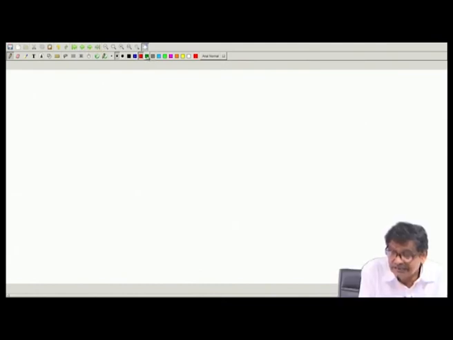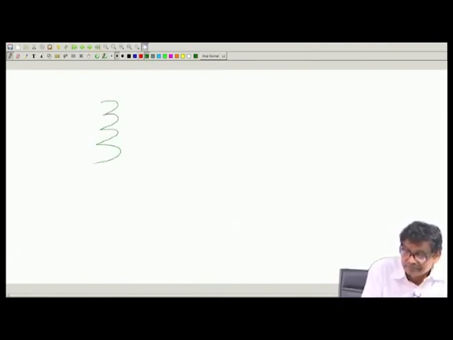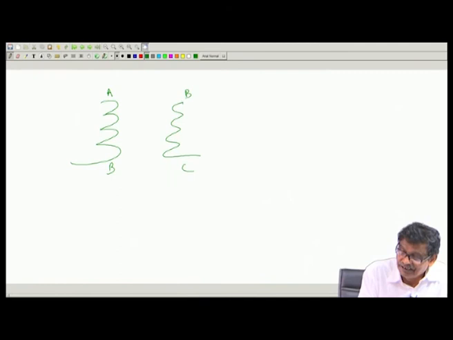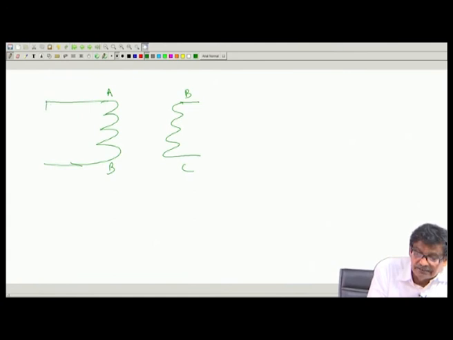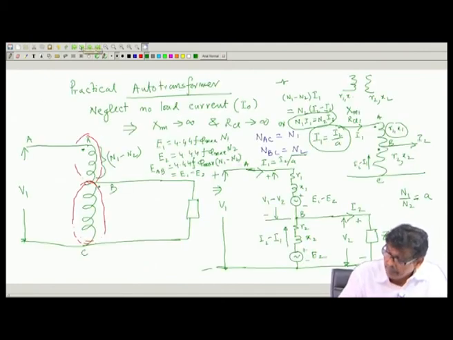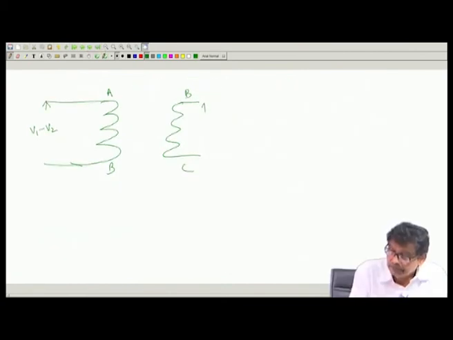What I am telling is, AB is a coil, and BC is another coil, these two coils. I find that AB has been supplied with a voltage of V1 minus V2 terminal voltage, is not V1 minus V2, and this fellow across it is V2.